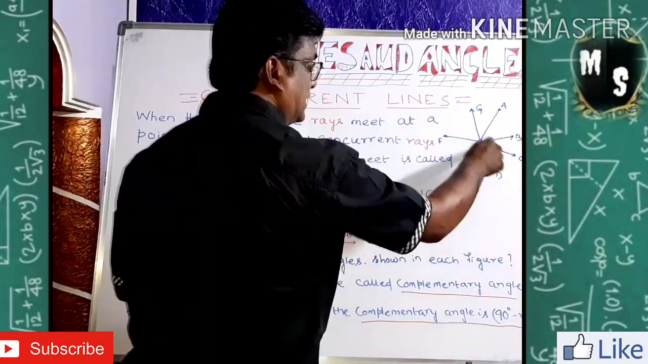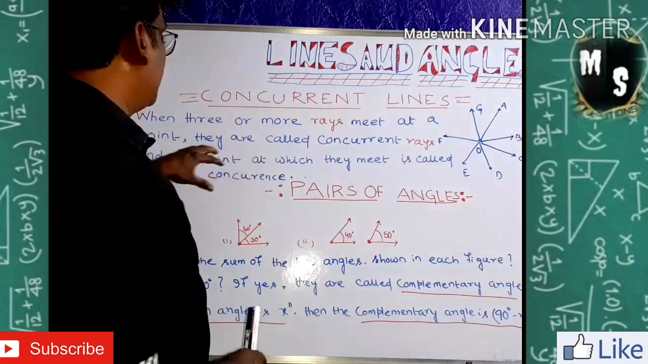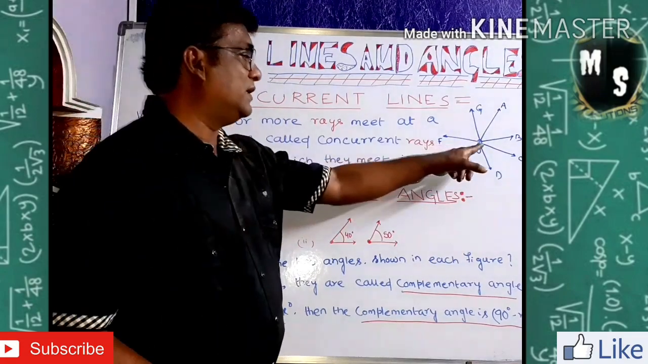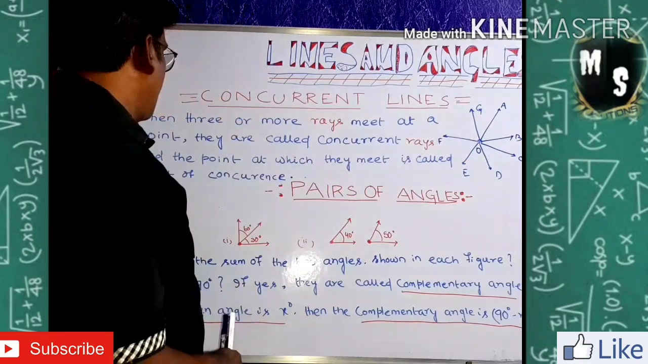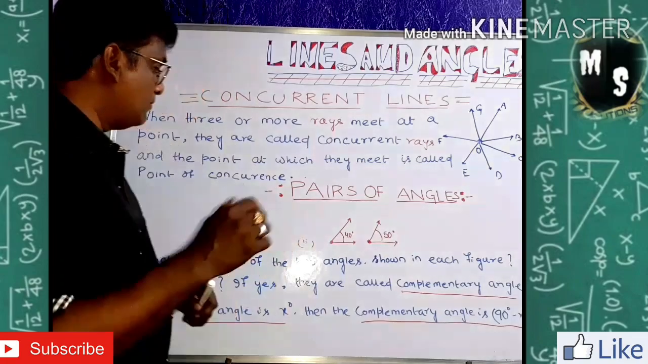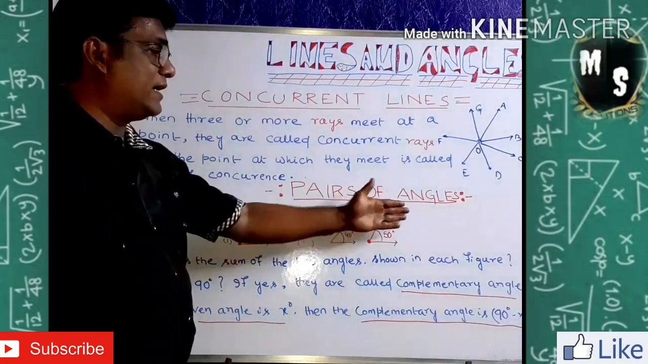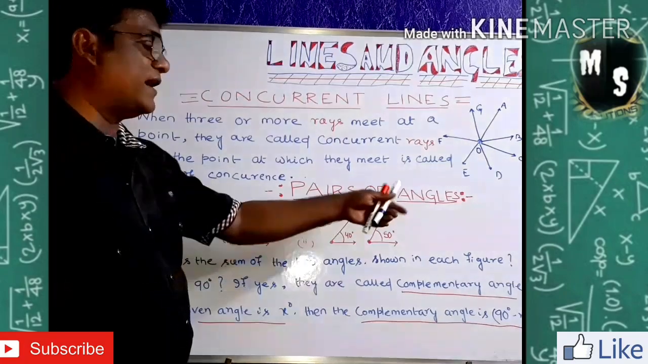Definitely they are rays. Their meeting point is only one. That is O. O is called the point of concurrence. I hope you understood it. Now come to the next point. This is the important part: pairs of angles.